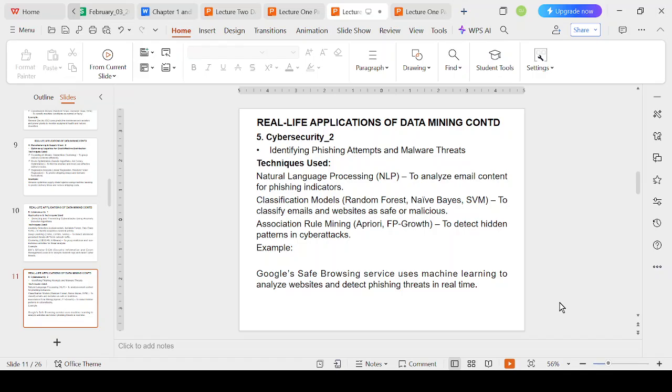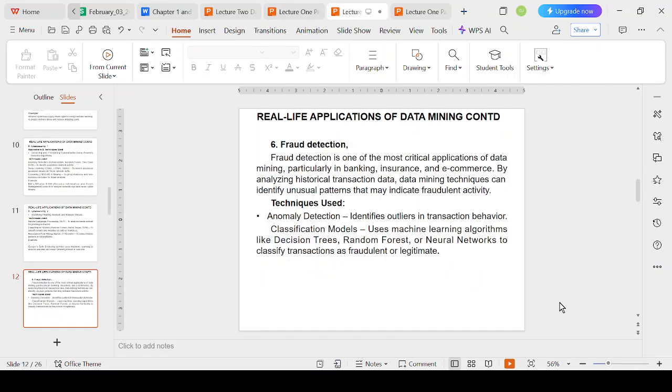We can use NLP to analyze email content for phishing indicators. We can also use random forest, naive Bayes, and SVM to classify emails and websites as safe or malicious. We can also use Apriori and FP-growth to detect hidden patterns in cyber attacks. For example, Google Safe Browsing service uses machine learning to analyze websites and detect phishing threats in real time.